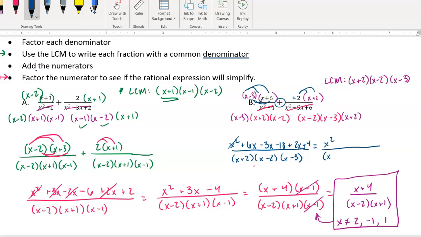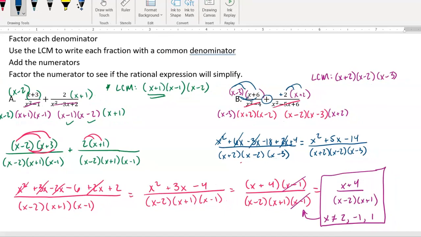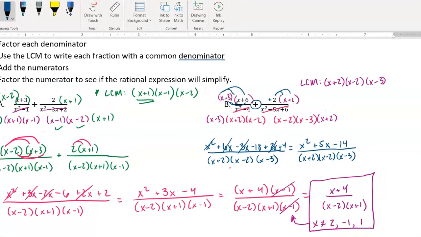So I know what my denominator is going to be. Okay, so we're going to combine like terms. We've got the x squared, there's no other x squareds. Go to our variables. 6x minus 3x, that's 3x. And 3x plus 2x is 5x. And then -18 plus 4, that's -14. All right, so then you should look to see, can that be factored?